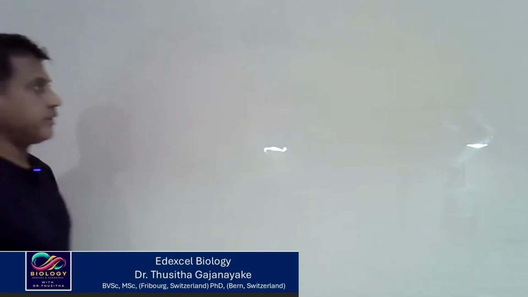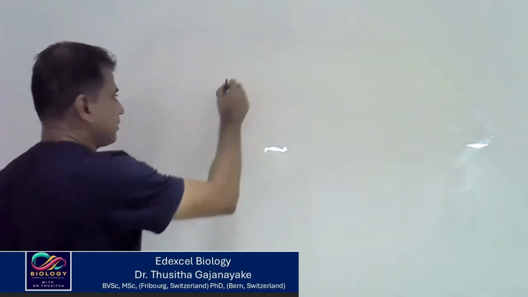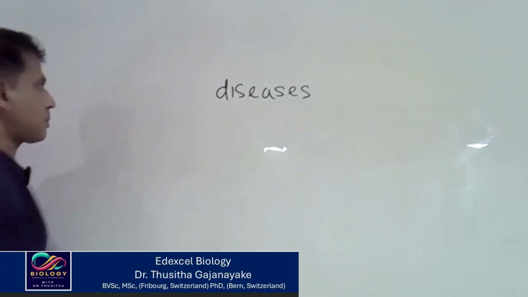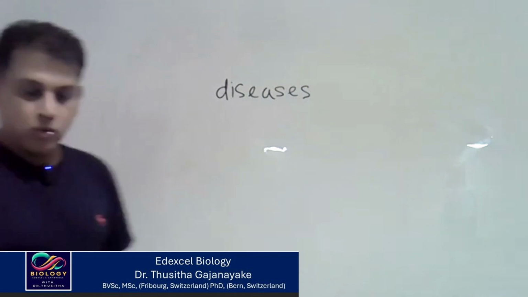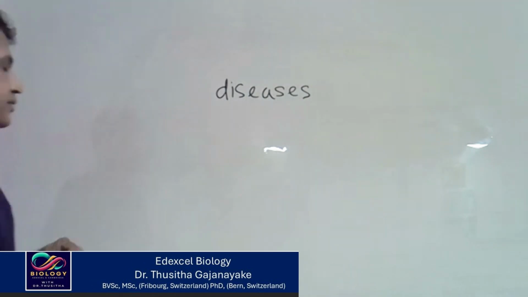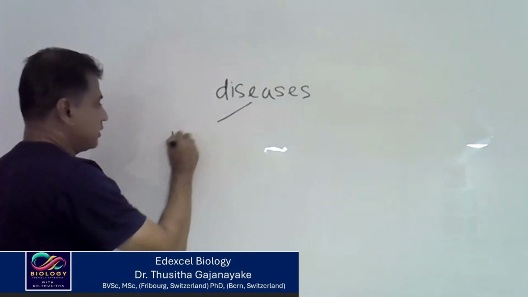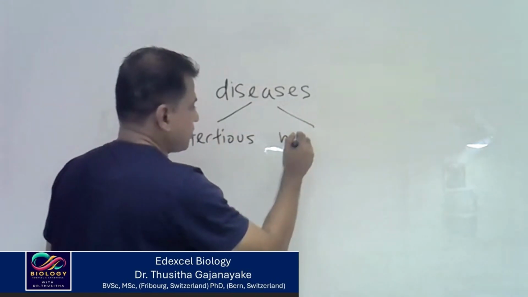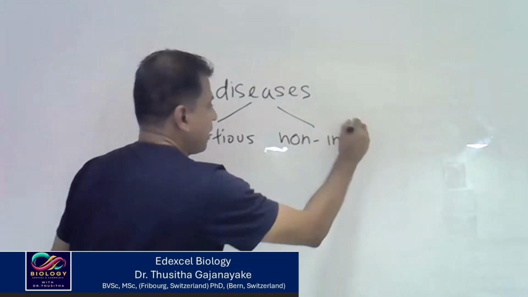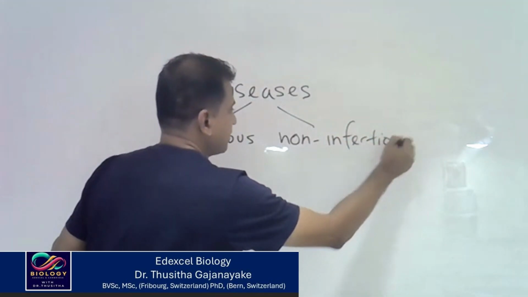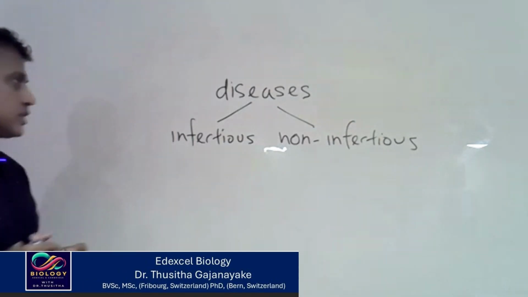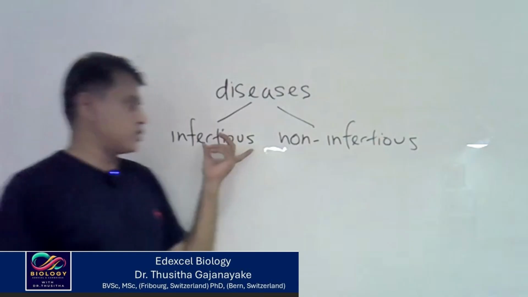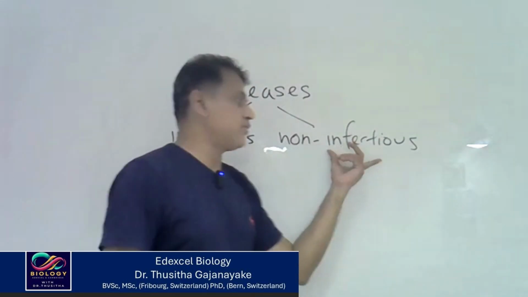Right, the diseases. There are two types of diseases. One is called infectious, the other one is called non-infectious. So we can divide all diseases into two, infectious and non-infectious.